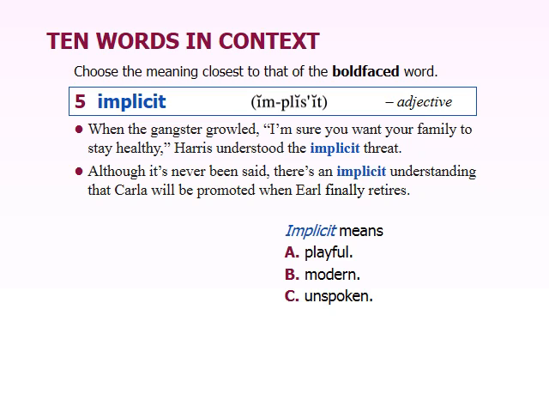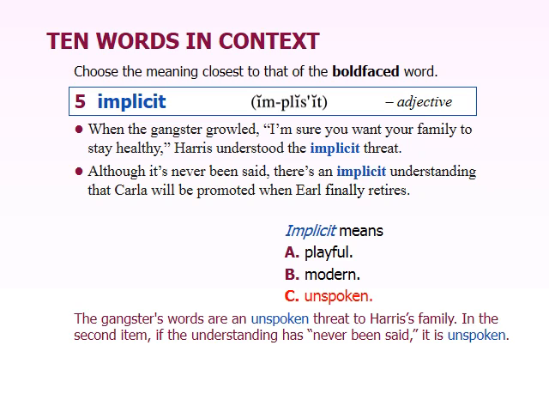Our next word here is implicit, and this one is an adjective. When the gangster growled, "I'm sure you want your family to stay healthy," Harris understood the implicit threat. Although it's never been said, there's an implicit understanding that Carla will be promoted when Earl finally retires. What implicit means is unspoken.